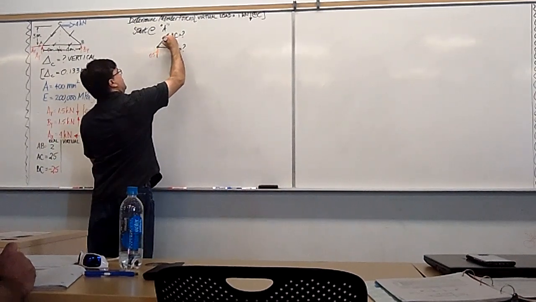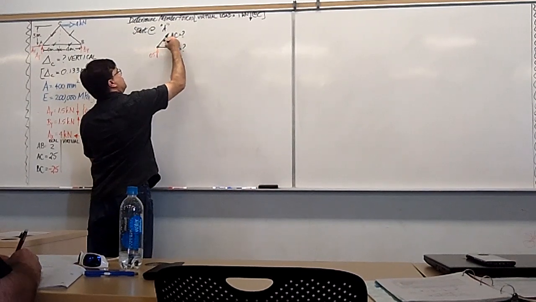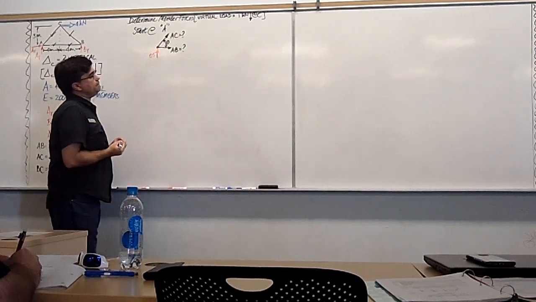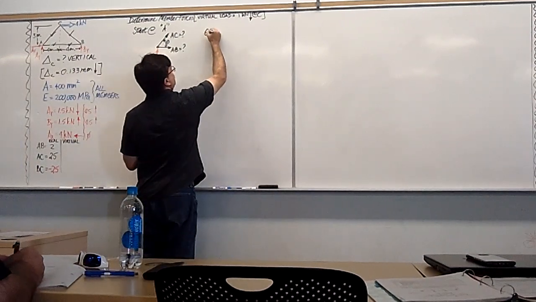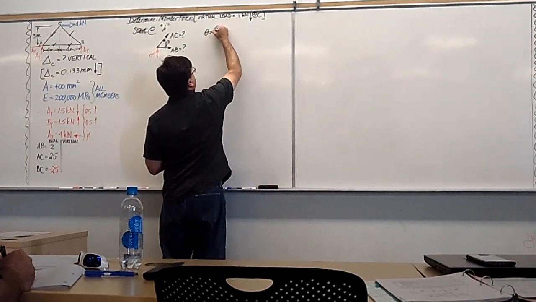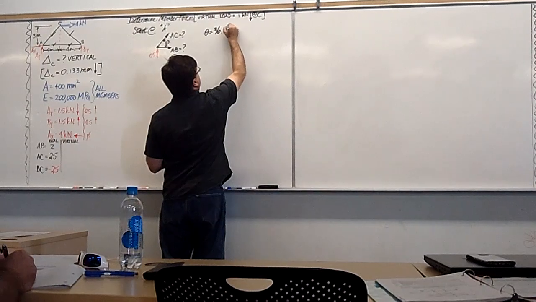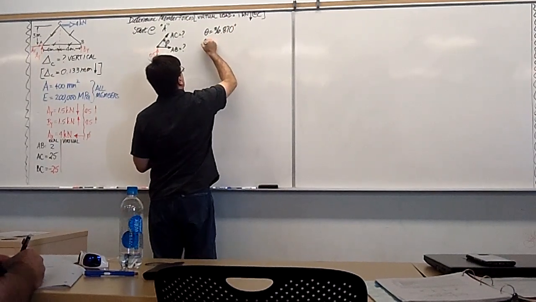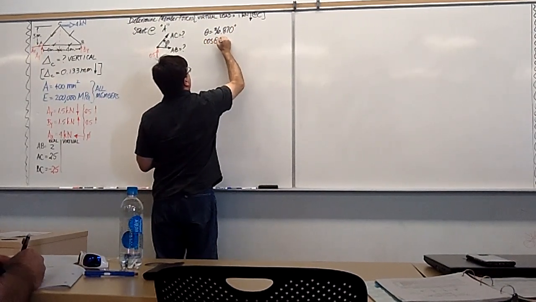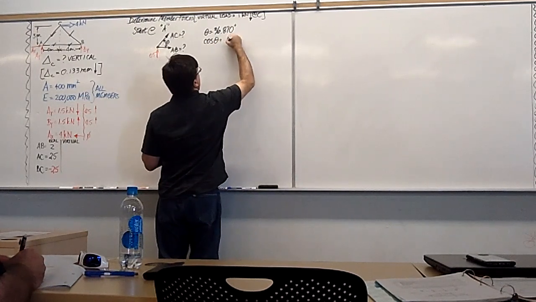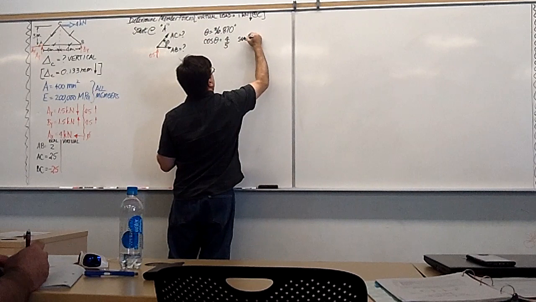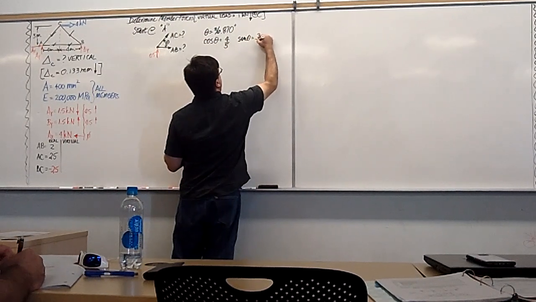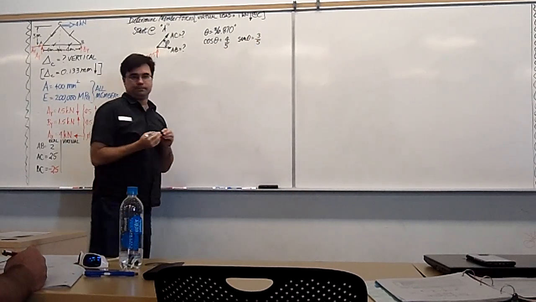The only other thing we need is this angle right there. How much did we find that angle to be? 36.870. And the other thing we found out was the cos of that angle was 4/5, and sine of that angle was 3/5. Correct?